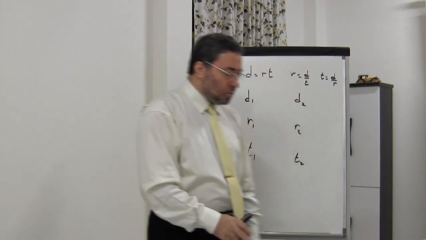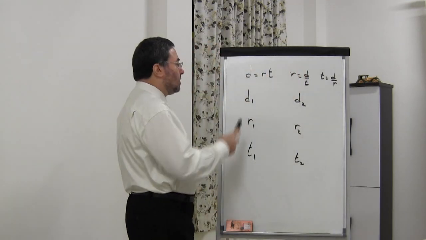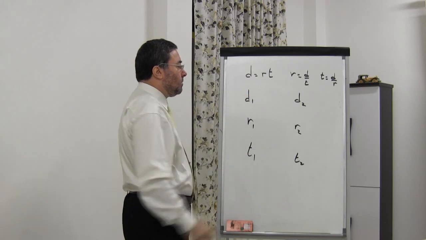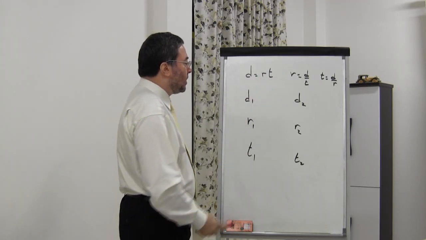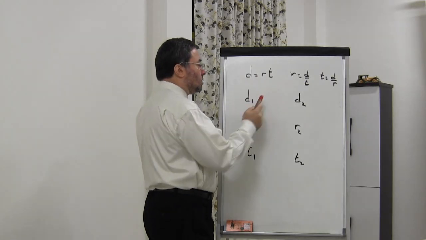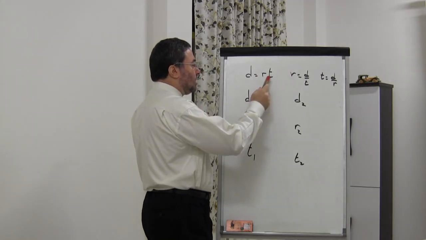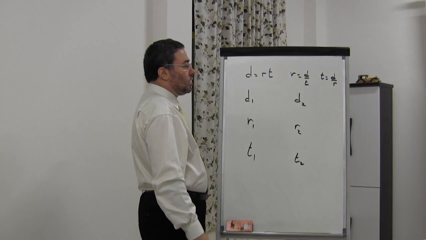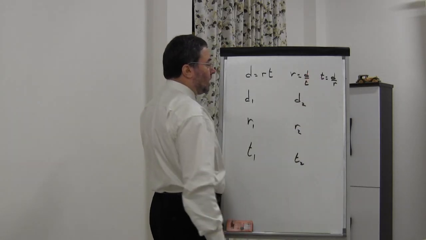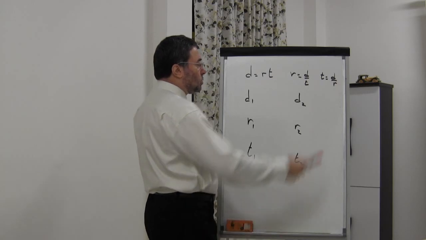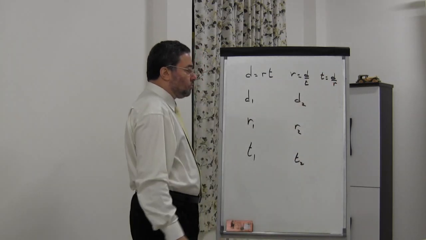Problem solving, motion problems. With motion problems, we have one formula to deal with, and that's distance equals rate times time, or velocity times time, or speed times time. And we can derive other formulas from this. If we divide by t, we get rate equals distance over time, and if we divide by the rate, we get time equals distance divided by the rate.